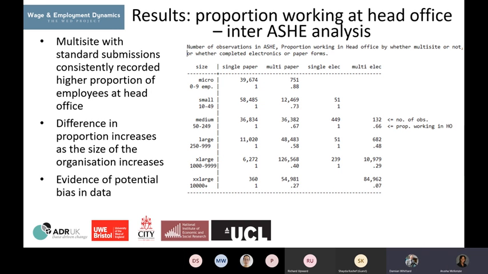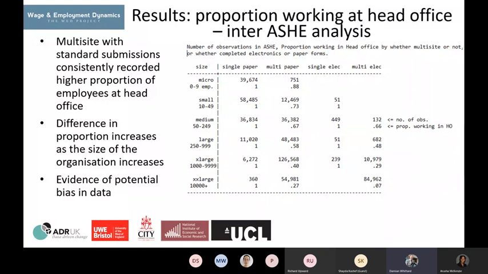So in terms of paper submissions, they're in columns 1 and 2, and electronic submissions in columns 3 and 4. As we expect, we see 100% of employees of single sites working at the headquarters. However, when we look at the difference between the proportions of employees working at the head office for multi-site enterprises, depending on the type of arrangements, whether it's paper or special arrangements, those making paper submissions, after column 2, consistently record higher proportions of employees working at the head office for all size bands. And it's also worth noting that the percentage point difference increases as the size of the employer increases.